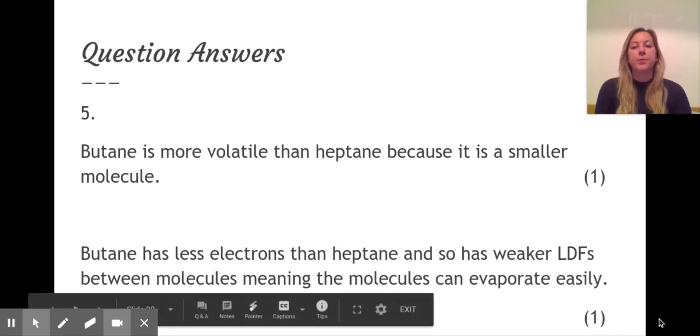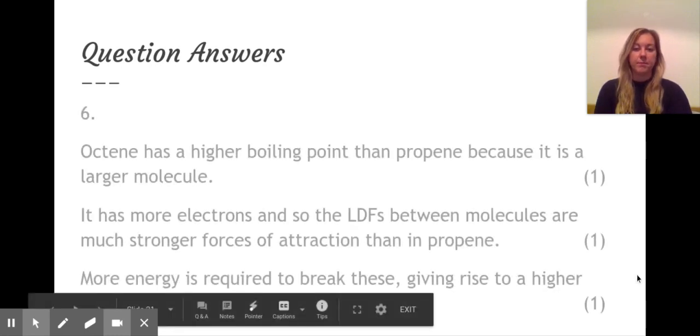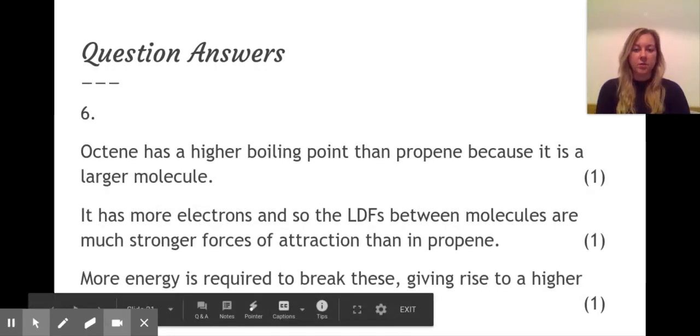So butane is more volatile than heptane because it is a smaller molecule. So number 1 for recognising it's a smaller molecule. Number 2 mark comes from saying that butane has less electrons than heptane, and so it has weaker London dispersion forces between its molecules, meaning that the molecules can evaporate more easily. So 1 mark for each of them. 6, this was a 3-marker one.